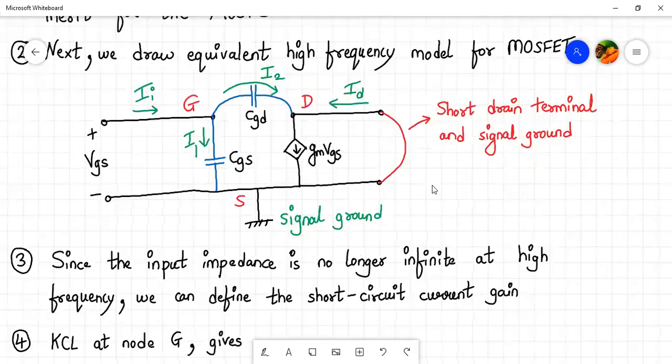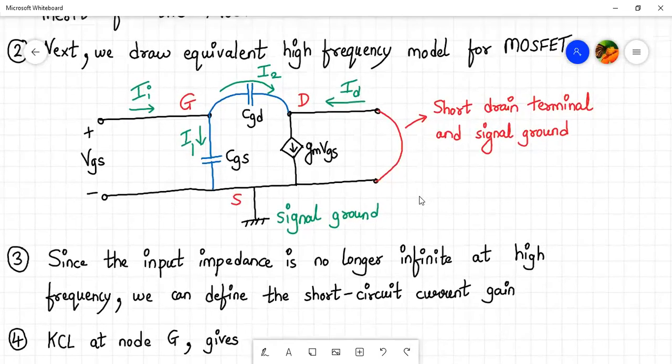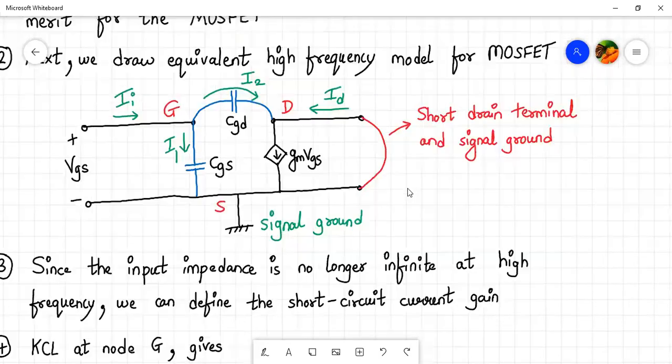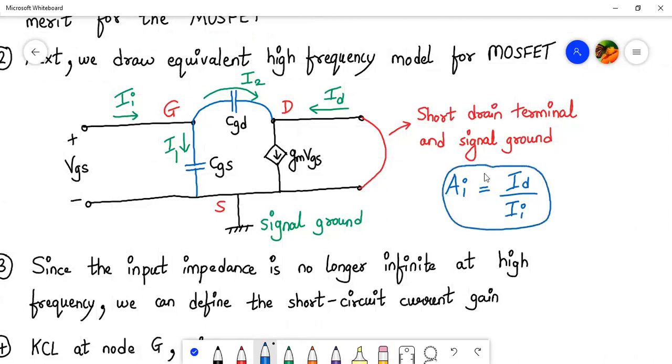Now, since the input impedance is no longer infinite at higher frequencies, as we have seen, we can define the short circuit current gain, right? So what is the short circuit current gain given by? Let me write over here. It is given by AI, okay? And in this case, it will be output current ID divided by the input current II. So that is what we are supposed to find from this derivation. We are supposed to find the ratio of ID divided by II, okay?